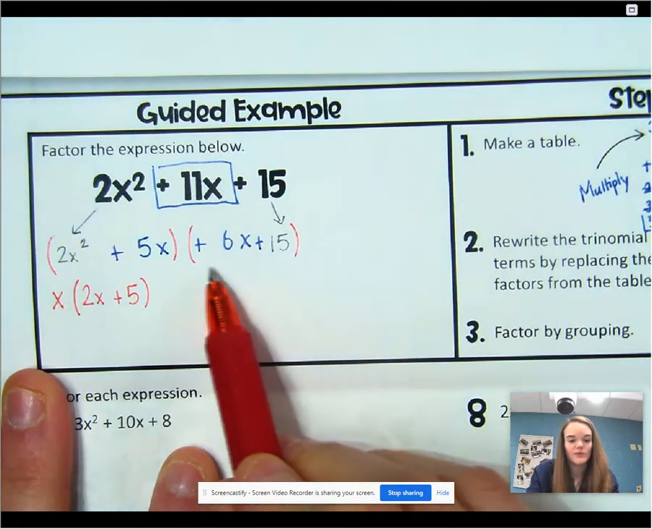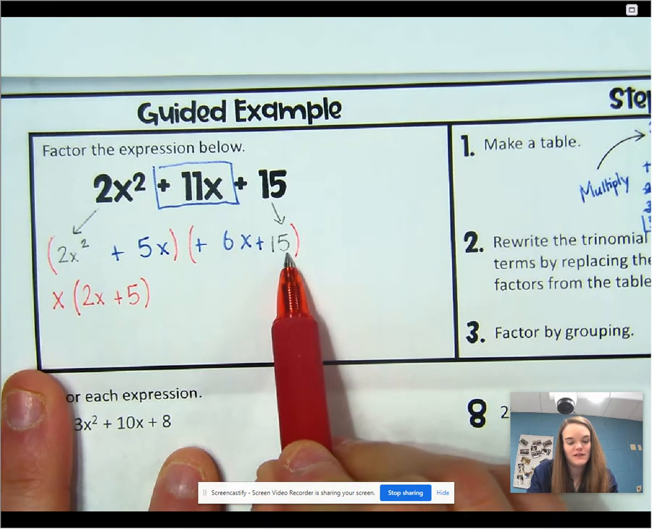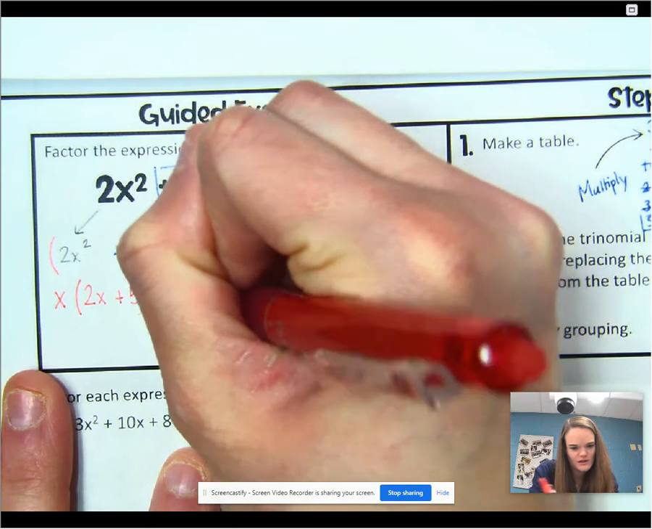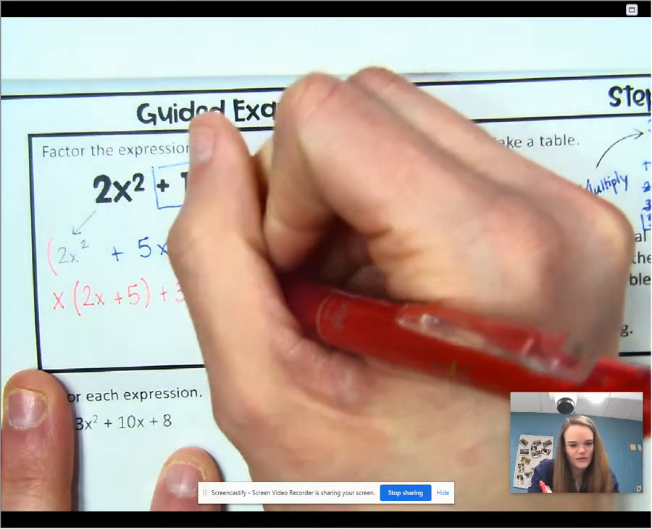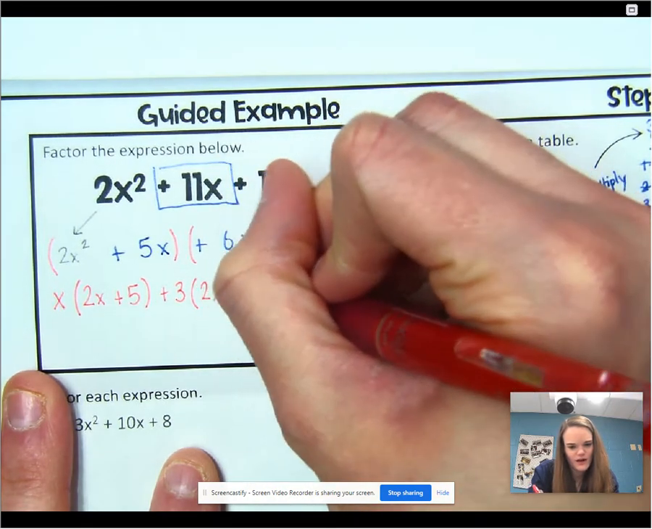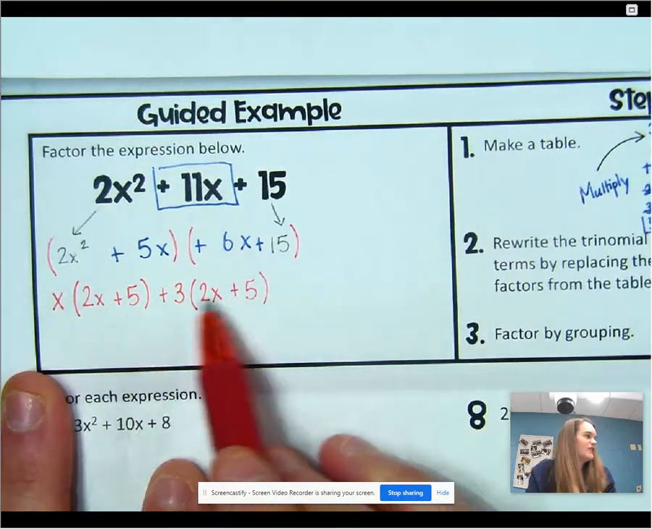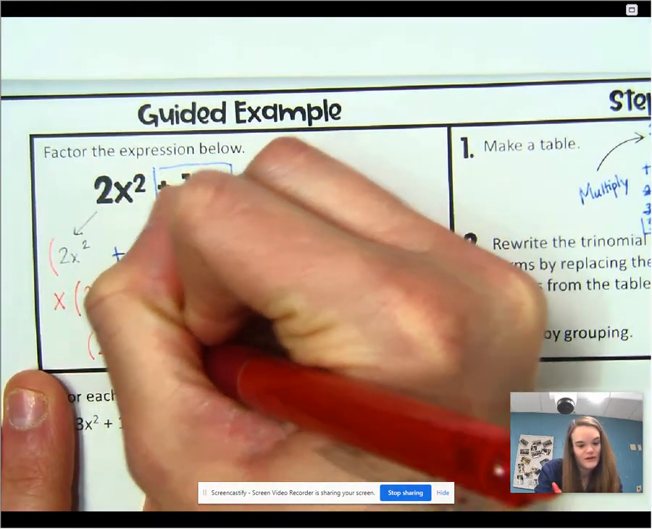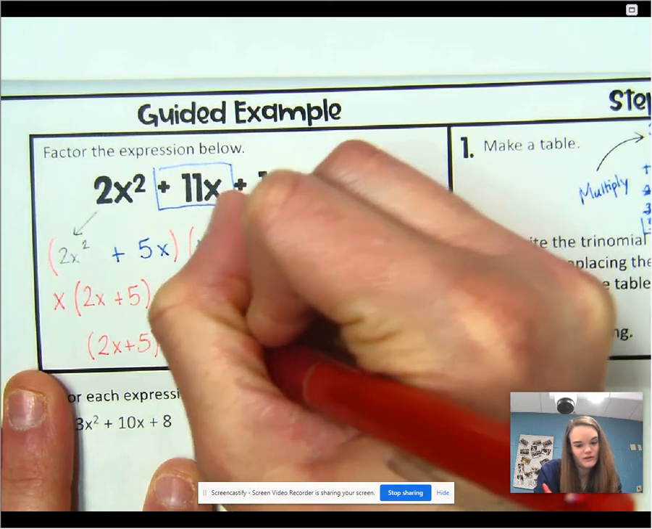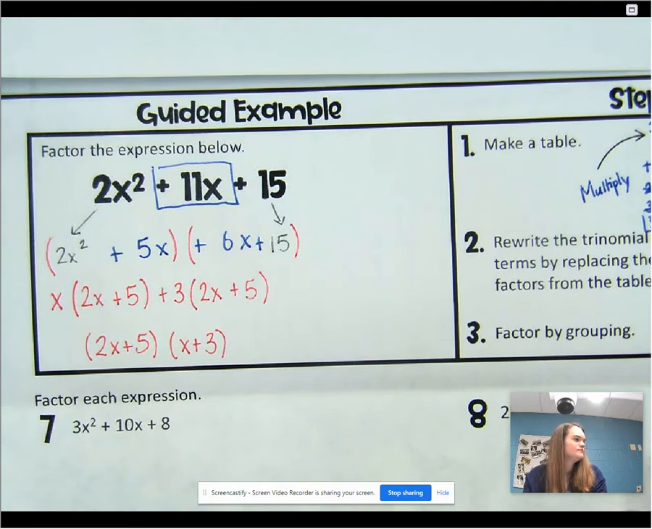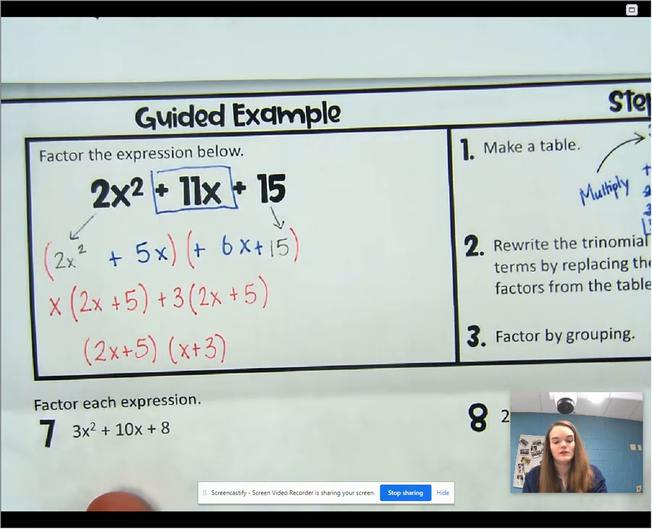Okay. Now this one, can I take a number out of 6 and 15? You see 3 goes into both 6 and 15, so plus 3. So 6 divided by 3 is 2x. 15 divided by 3 is 5. So they match like they're supposed to. And I'm going to write 2x plus 5 and the remainder x plus 3. And I have now factored this trinomial. We're going to do 7 and 8, and then you guys are going to start working.